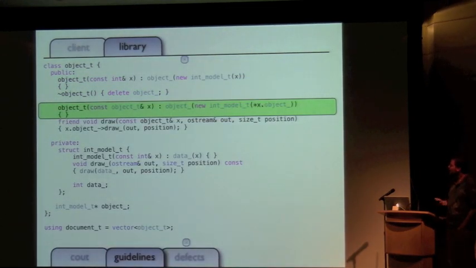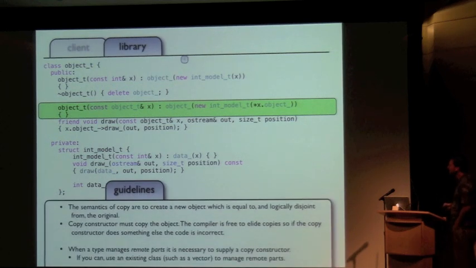But we have our delete, so we're going to need a copy constructor. So let's fill that in. It's important, and most of you here know, that copy actually copies. The semantics of copy are to create a new object which is equal to and logically disjoint from the original. So copy constructors must copy the object, and the compiler is free to elide the copies. I've gotten into huge arguments with people at Adobe who have written copy constructors that don't copy. I don't know what that means. Because if the compiler elides that copy, what did it do if your copy constructor didn't copy and then wasn't called? So your copy constructor must make a copy.